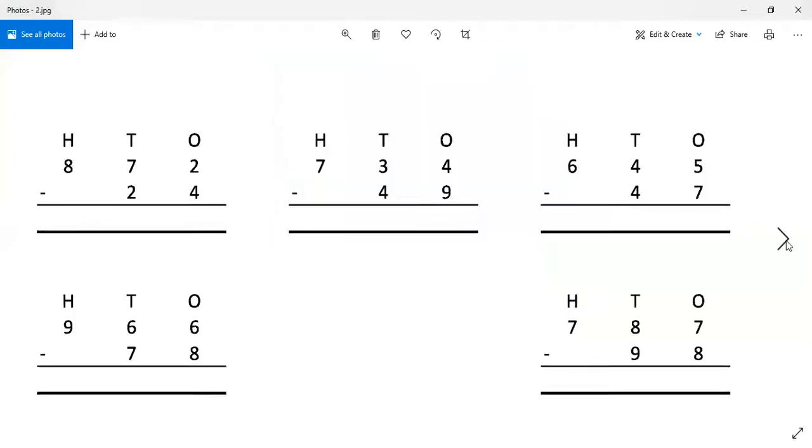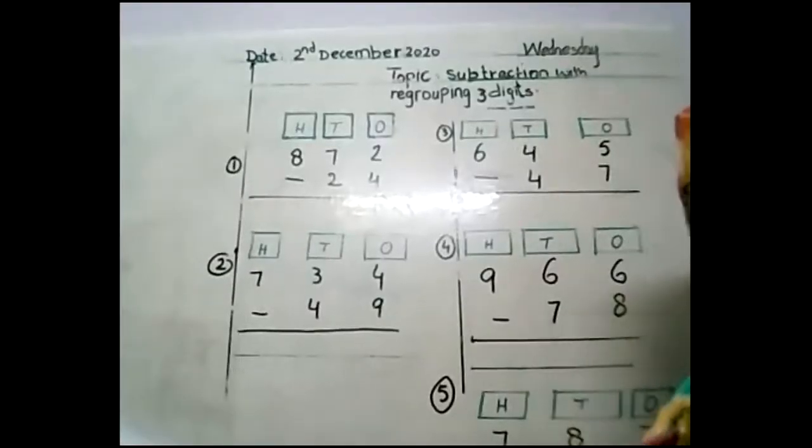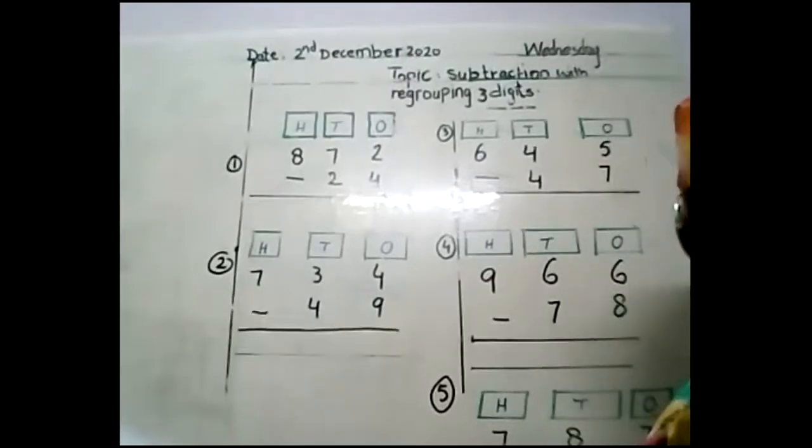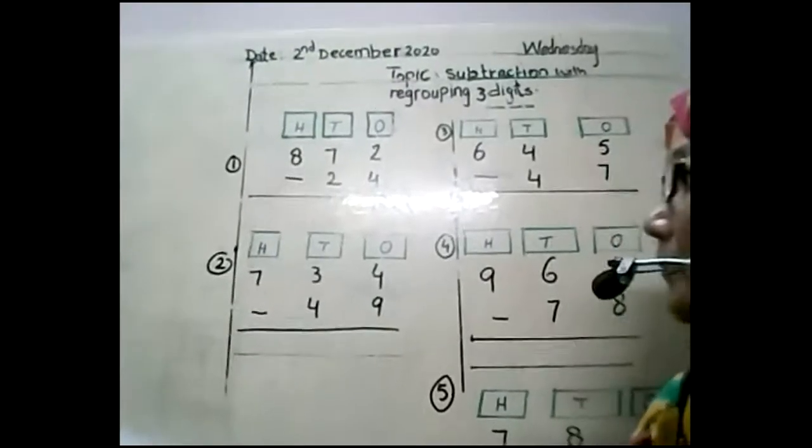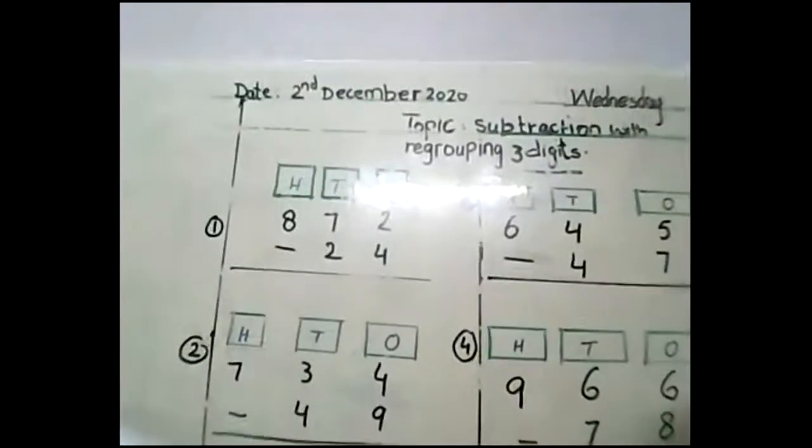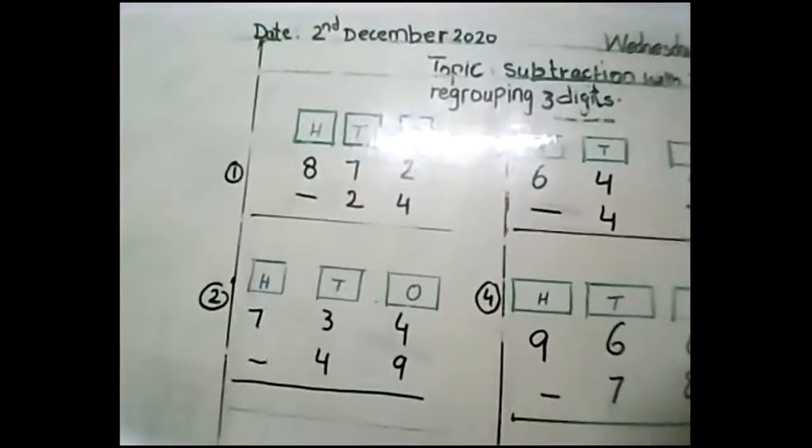Now question. These are the questions we will do on the board. You will write on the notebook. What you will write? You will write date, day, and topic, subtraction with regrouping, 3 digit, right? Now, question number 1.